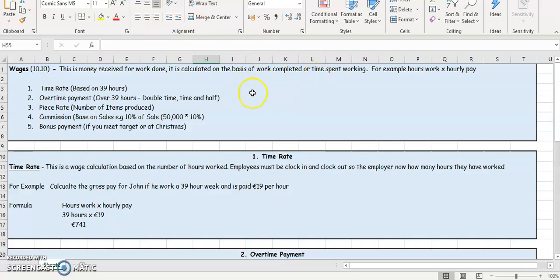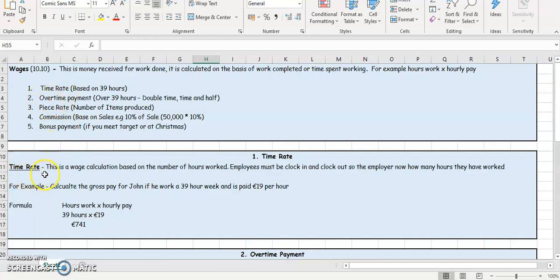Okay, so let's have a look at some different types of wages that you can be asked as part of the junior cycle business. So we've got time rate, we've got overtime payment, we've got piece rate, we've got commission, we've also got bonus payment. So let's have a look at the first one, the time rate.